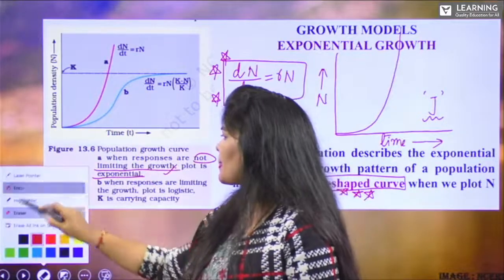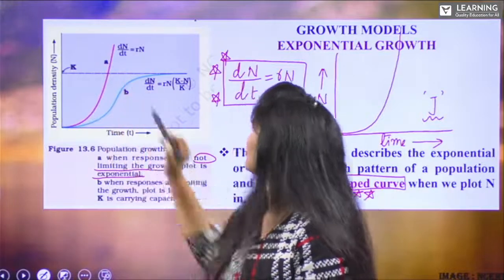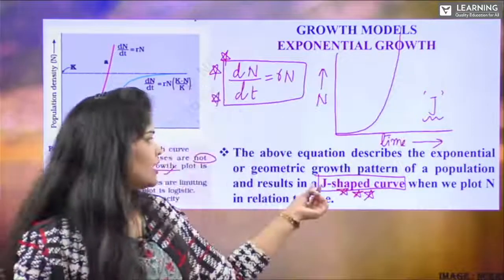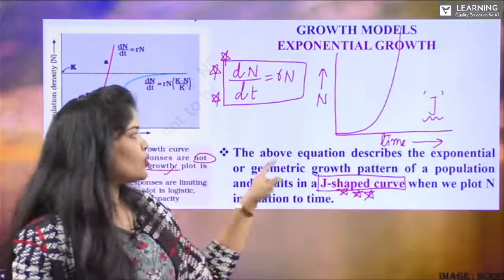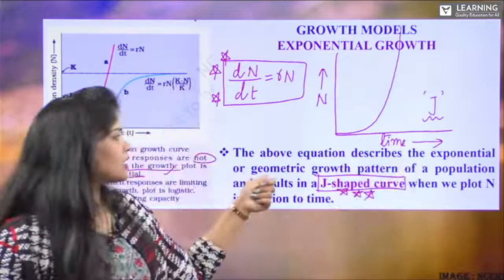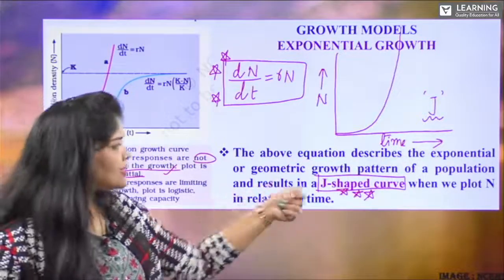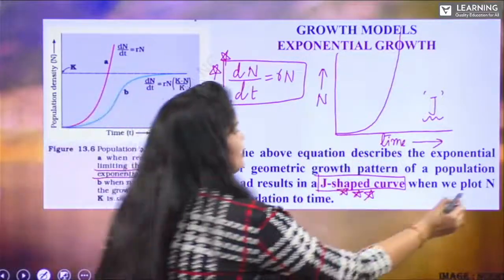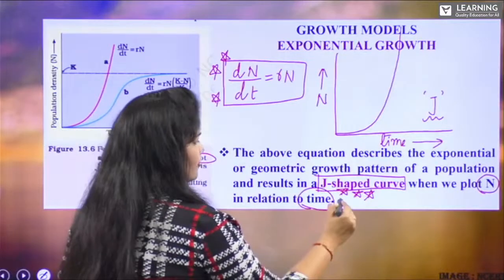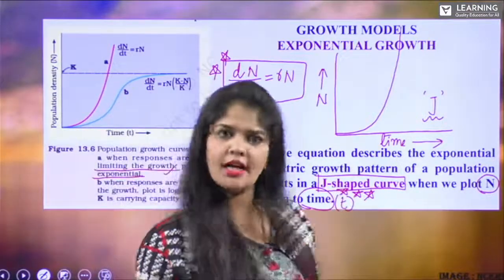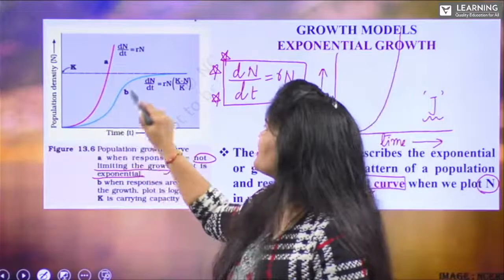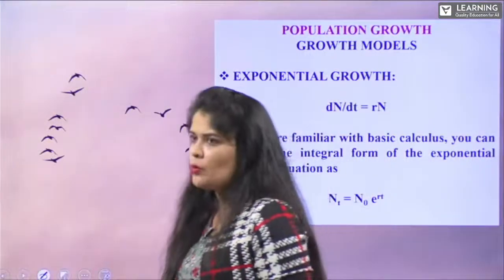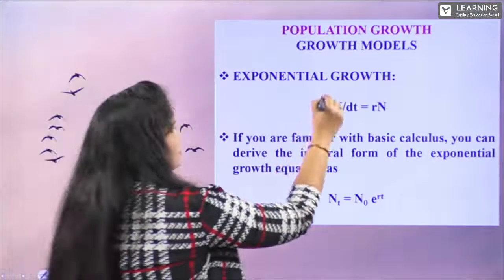You can see now, this is the growth which represents exponential growth, and it is taking the shape of a J-shaped curve, right? So the above equation describes the exponential or geometric growth pattern of the population and results in a J-shaped curve when we plot N versus time. Now, we'll discuss this graph in later classes.